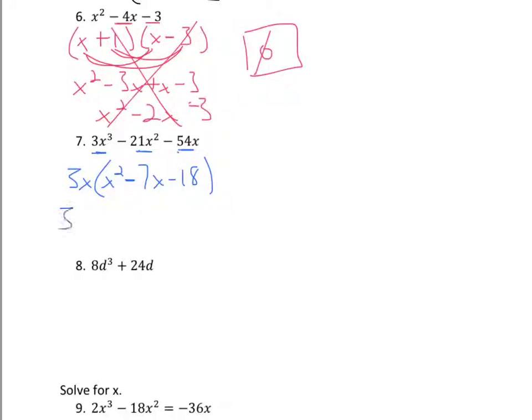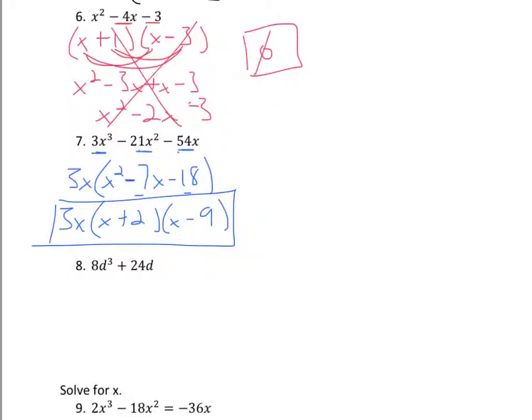So I'm just going to leave that 3x out there, and I'm going to see if I can factor this trinomial with my x and x, two things that multiply to negative 18 and add to negative 7. So I'm going to do minus 9 and plus 2. Double check it, make sure it works. X times x is x squared. 2 times negative 9 is negative 18. We'll have a minus 9x plus 2x, which is negative 7. And we are good. That's the final answer.